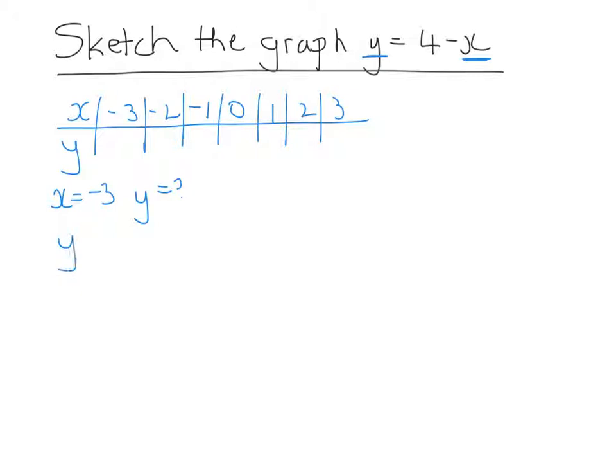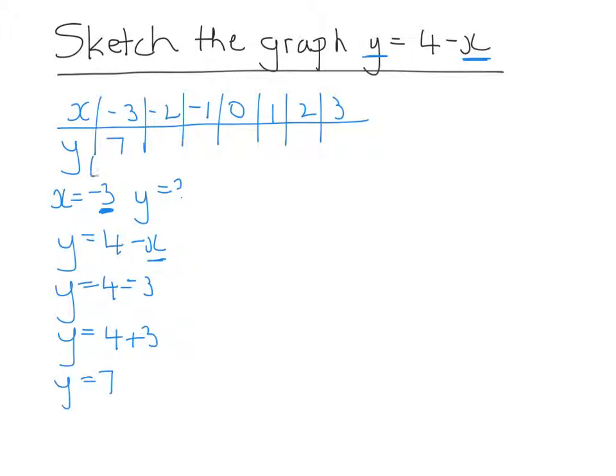Well, let's see. If we had this, now in place of x, we're going to put in -3. So this would be 4 minus -3. Now when you take away a negative, you get a positive. So 4 plus 3 would be equal to 7. So when x equals -3, y is equal to 7. Now this is a Cartesian point. This is a point we can plot on our xy axis.